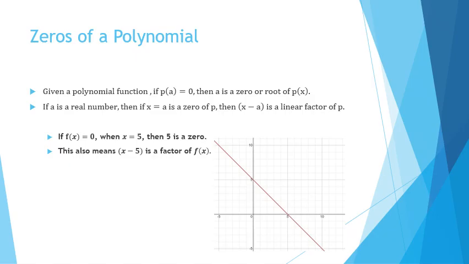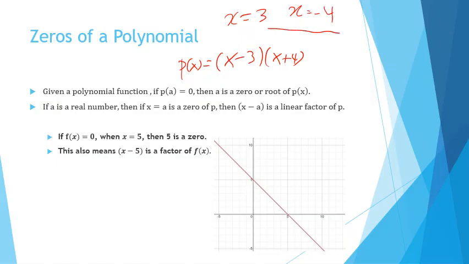All right, so today we're going to be talking about the zeros of a polynomial. So let's say we have a polynomial function, let's go p of x, that looks like x minus 3 and then x plus 4. We want to find values that we can plug in for x that would make this equation equal to 0. And so we should have x equals 3 and x equals negative 4 as our two values. These are going to be called our zeros.